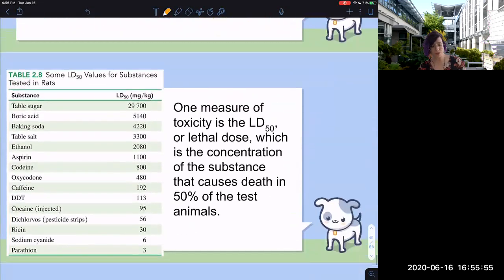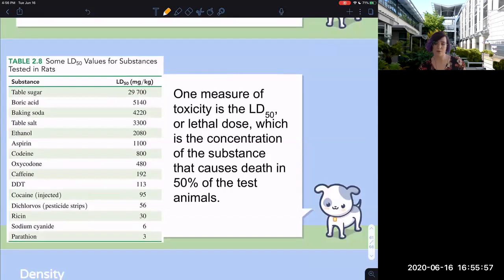So some uses for this you're going to see in your medical studies. LD50 values. LD50 is the toxicity or the lethal dose. LD is for lethal dose in 50% of the population that is tested that die from it. So what is the dosage of table sugar that kills 50% of rats that ingest it? 29,700 milligrams per kilogram of body weight. Ooh, look at that beautiful conversion. Do y'all see it?